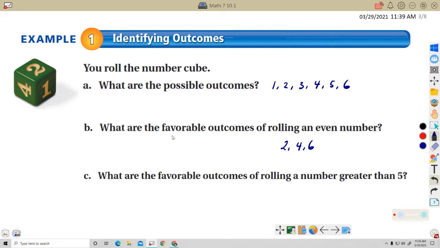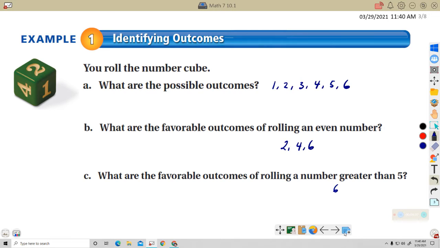So what are they asking us here? What are the favorable outcomes of rolling an even number? In other words, we want to roll an even number. That's what favorable means. We're looking for an even number, and when we see them, that's favorable. So the numbers we would look for would be 2, 4, or 6. What are the favorable outcomes of rolling a number greater than 5? Well, there's only one number on the die that's greater than 5, and that is 6.